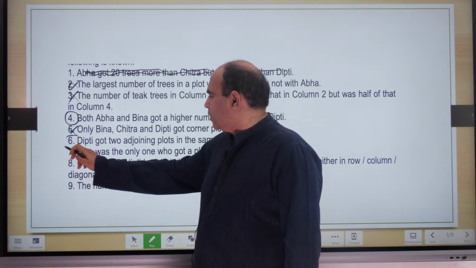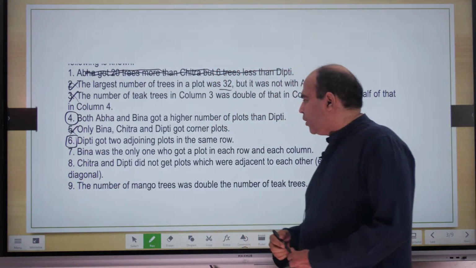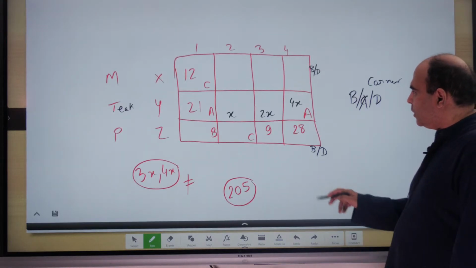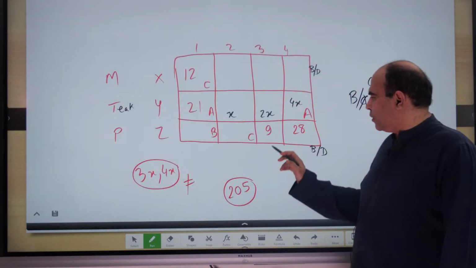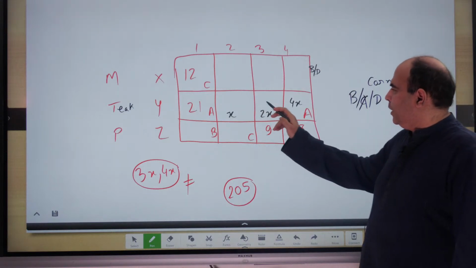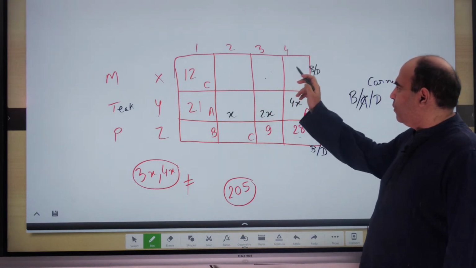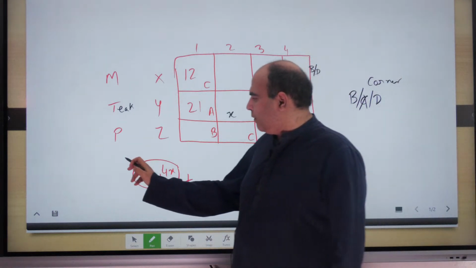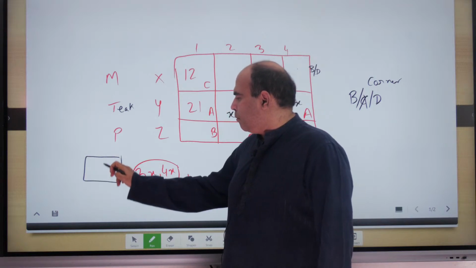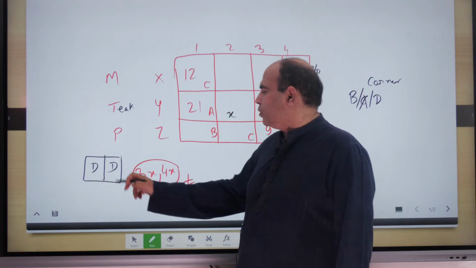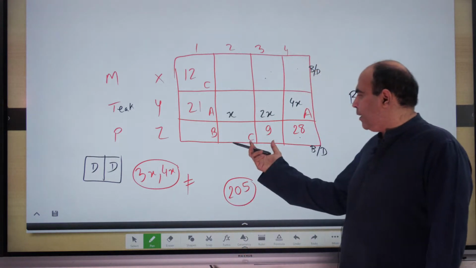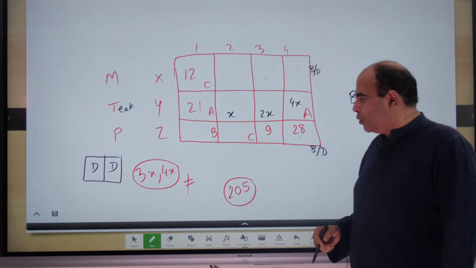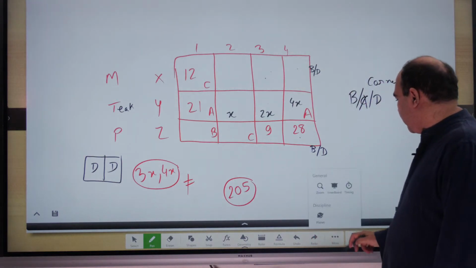And then this clue comes. Deepti got 2 adjoining plots in the same row. It's too early to put that, because it could be these 2 plots, it could be these 2 plots, it could be these 2 plots, or it could be these 2 plots. So this is giving me a multiple possibility situation, but I know that I have to put Deepti's 2 plots together. I can put them here, or here, or here, or here. So there are 4 ways to do this that I can see at this point.